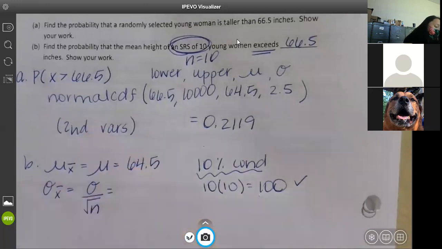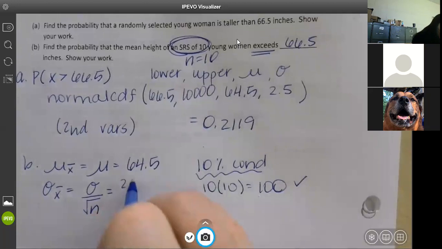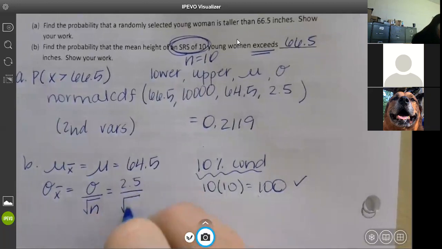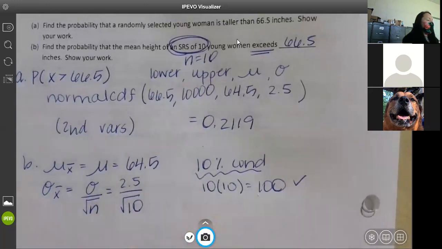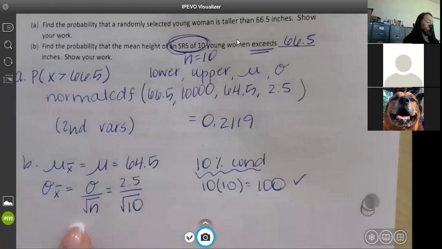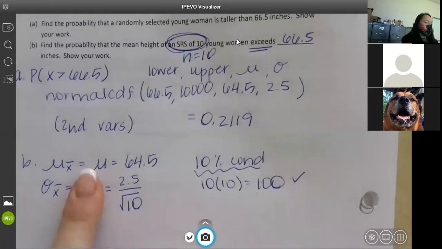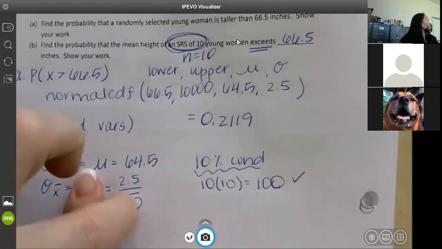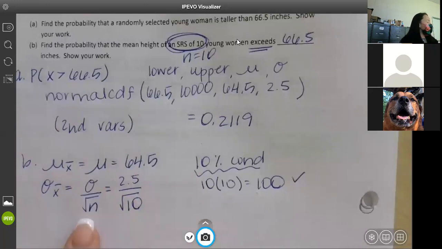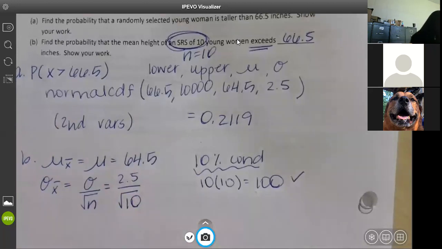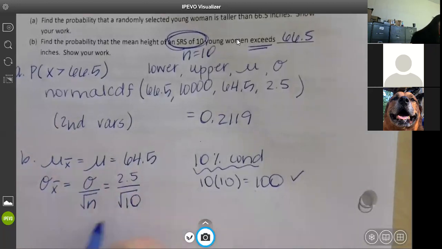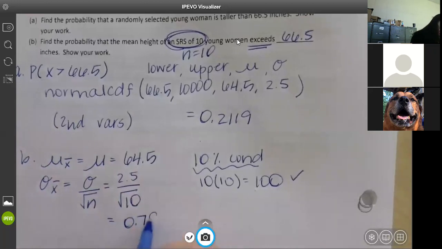So now we can do our standard deviation. What was our population standard deviation? 2.5. Our n was 10. You may want to write the formula, because the formula defines it. If you just write numbers, that doesn't define it. So if I had just skipped that part, you're going to get less credit for this, okay? When I write the formula, I get full credit, all right? This will give you 0.79.